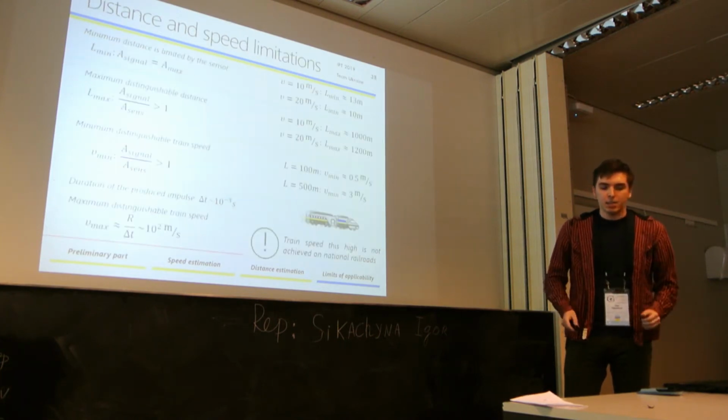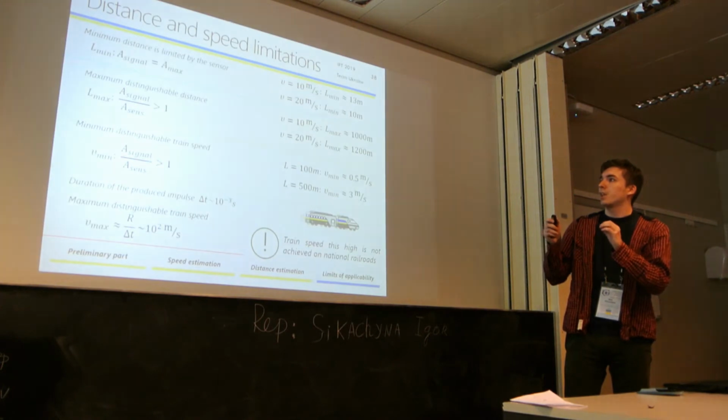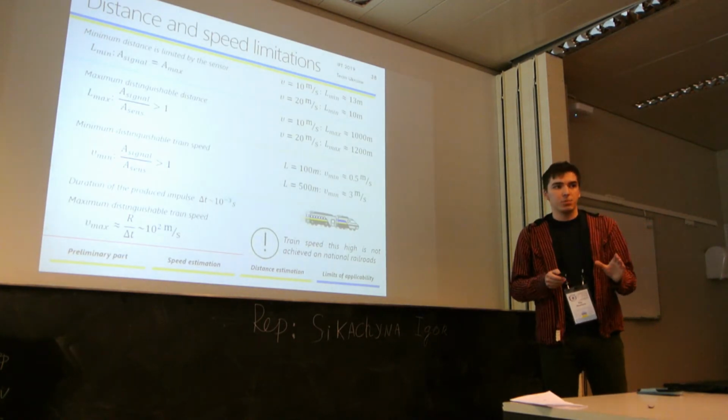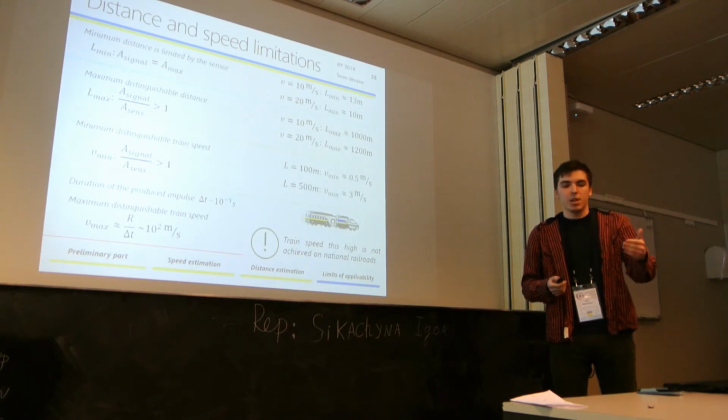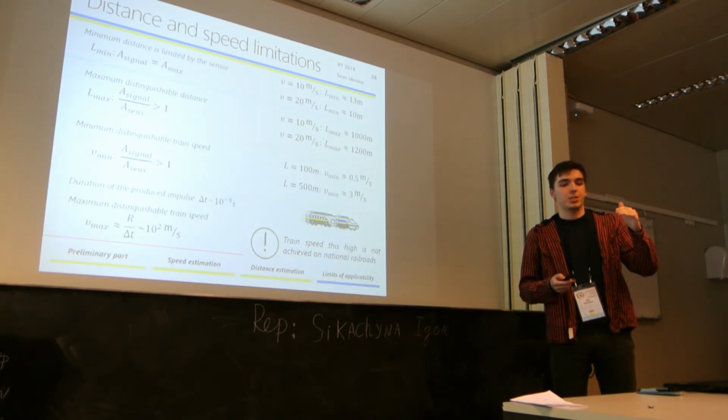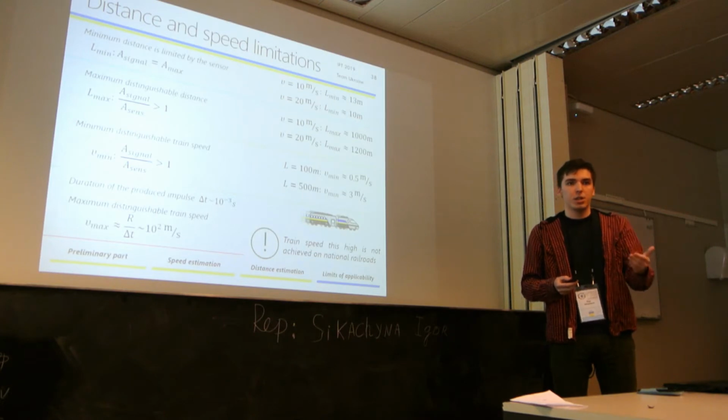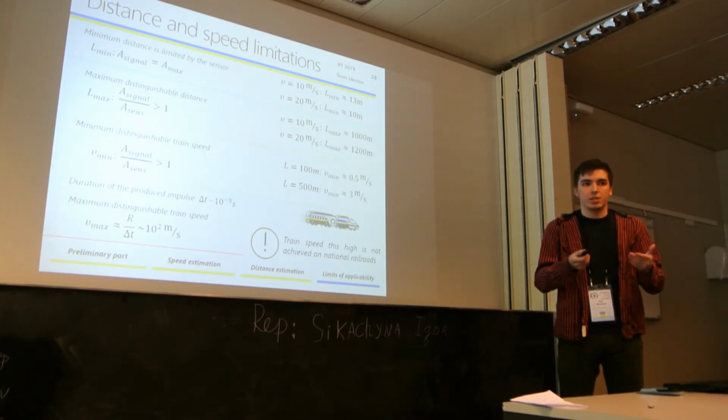coefficients. And another thing is that we have limitations on the maximum distance at which we can measure the distance to the approaching train, because at some point the signal will attenuate so much that the sensor won't catch any signal, and thus we won't be able to study the signal.